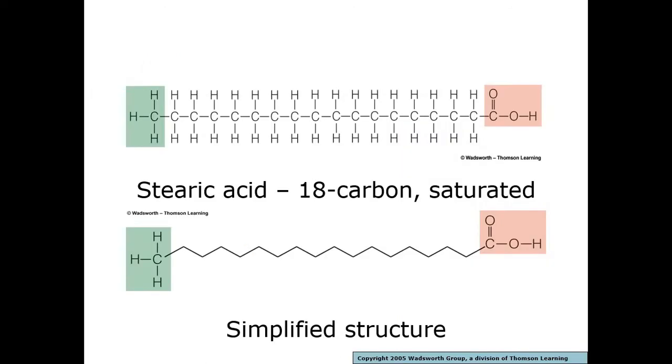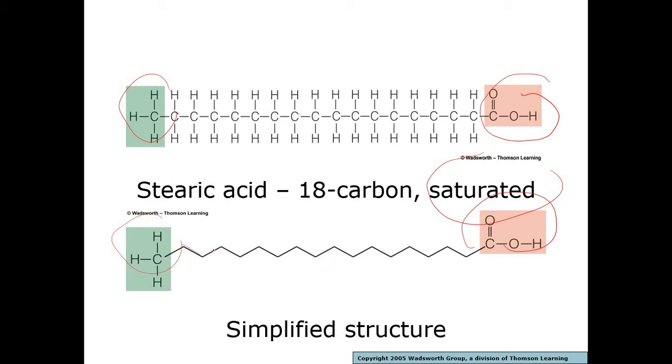First, let's have this saturated fatty acid. Stearic acid is a saturated fatty acid. This is an example of a fatty acid. It has a carboxylic group at the end, and it has a methyl group at the other end. So these are examples of fatty acids.